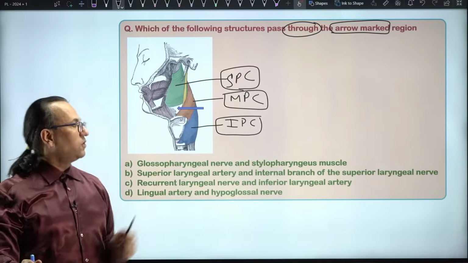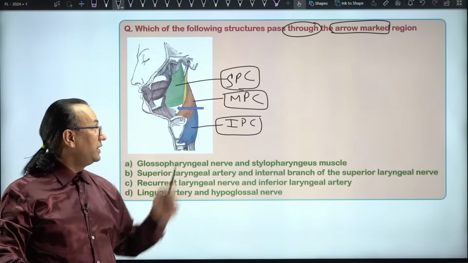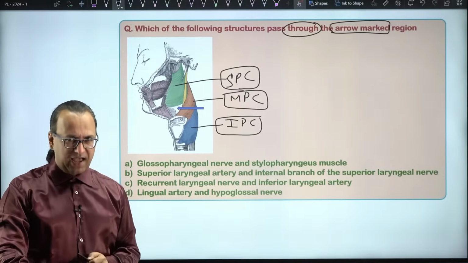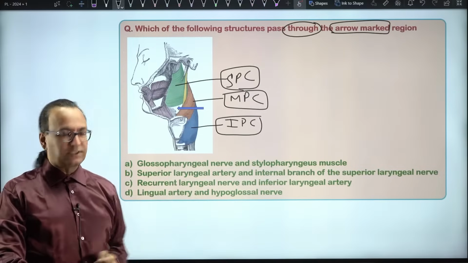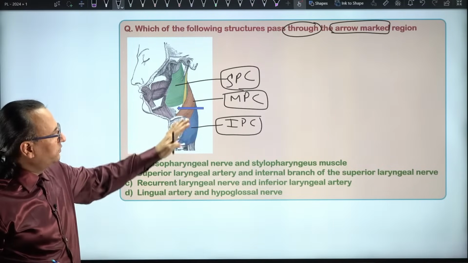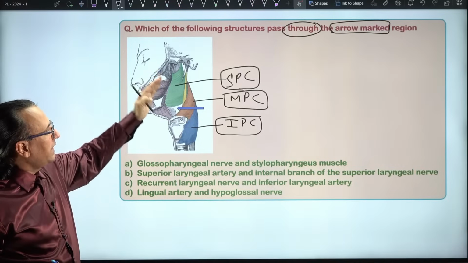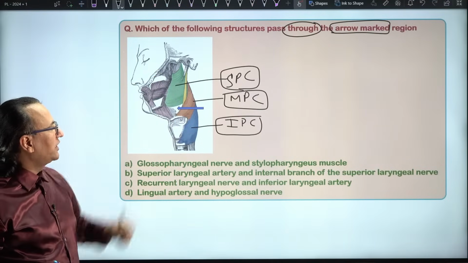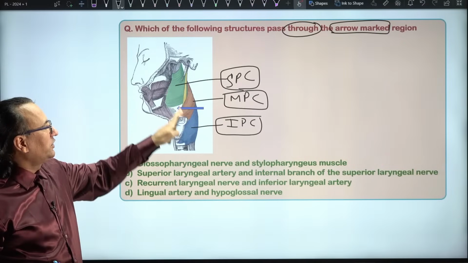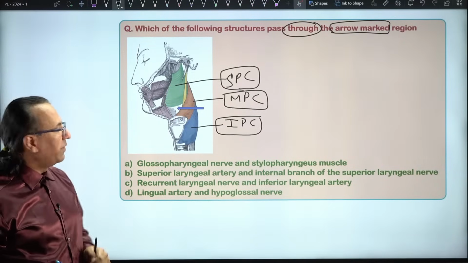Actually one muscle is also shown, but these are color diagrams. Maybe what you got was a schematic diagram, maybe what you got was a dissected specimen, but the students were telling that they were able to see that there are 3 pharyngeal constrictors, and they were asking about the structures which are passing between the superior and middle pharyngeal constrictor.